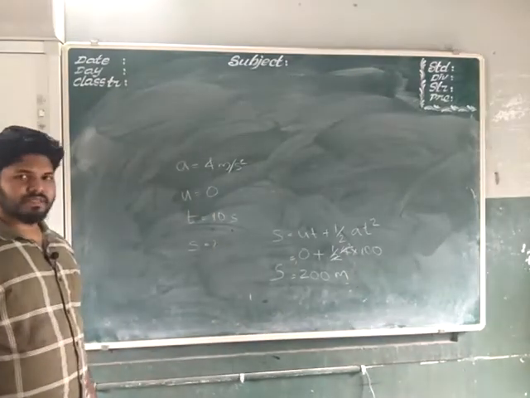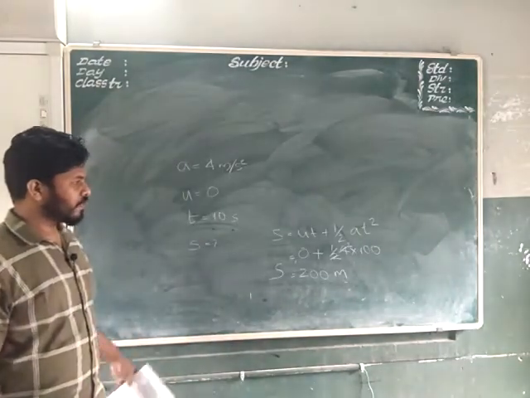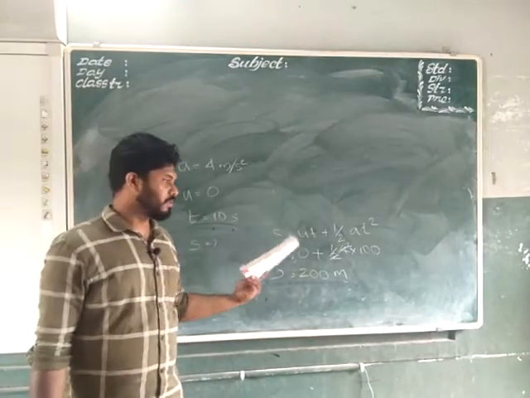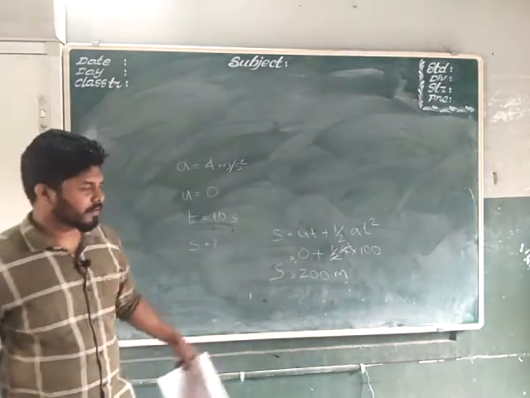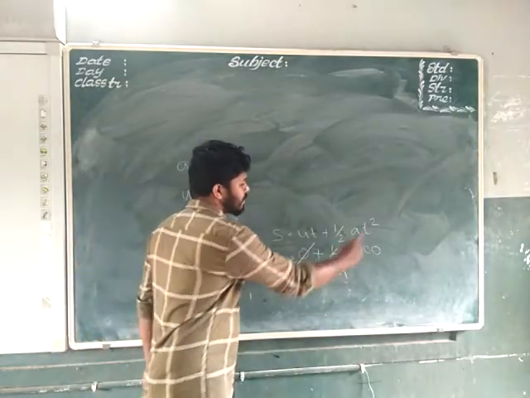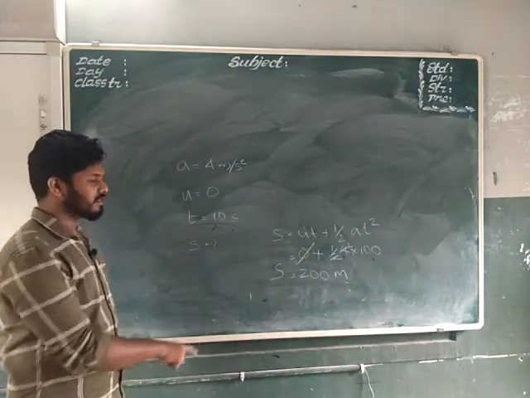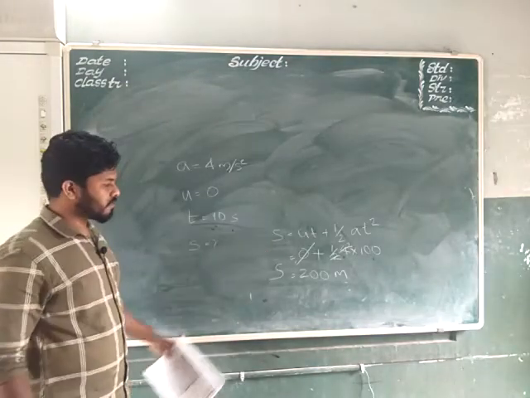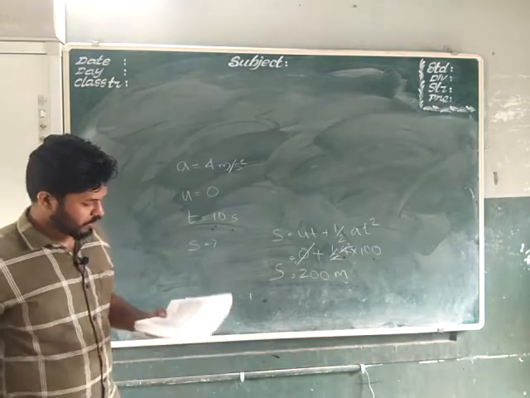If you have any doubt, watch this one more time and you will get the doubt cleared. The equation for finding s is ut plus half a t square. Substituting the values, u is equal to 0, therefore the first term gets cancelled, and then half into a into t square, where t is equal to 10 and t square is 100. Doing that operation we get the answer 200 meter, right? Now moving to the fourth question.